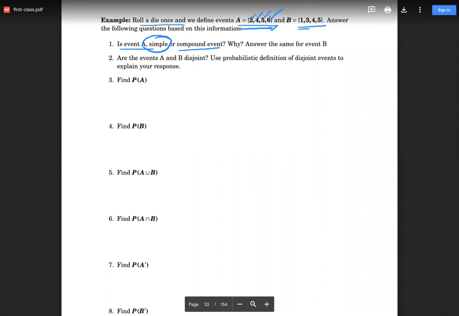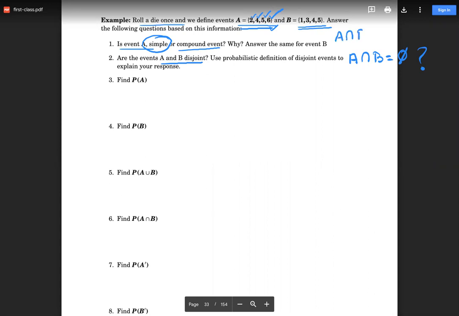In exactly the same way, using the same reasoning, B can happen in 4 different ways. So it's not a simple event. So neither A nor B is a simple event. Are A and B disjoint? That means, is A intersection B empty? What is A intersection B?